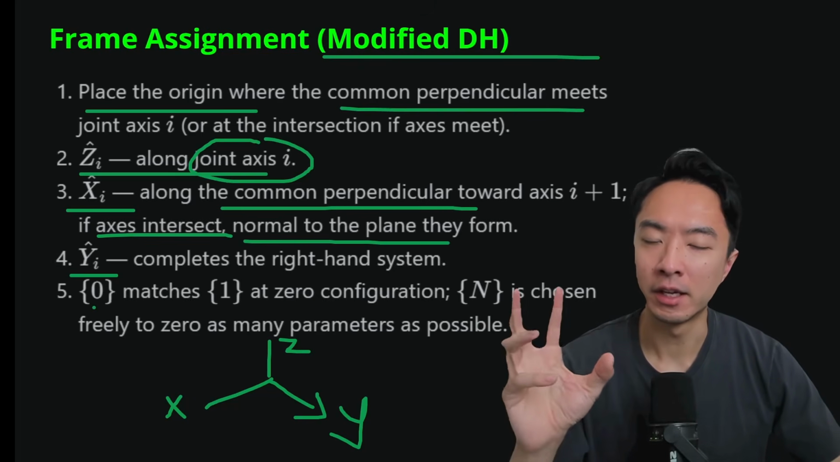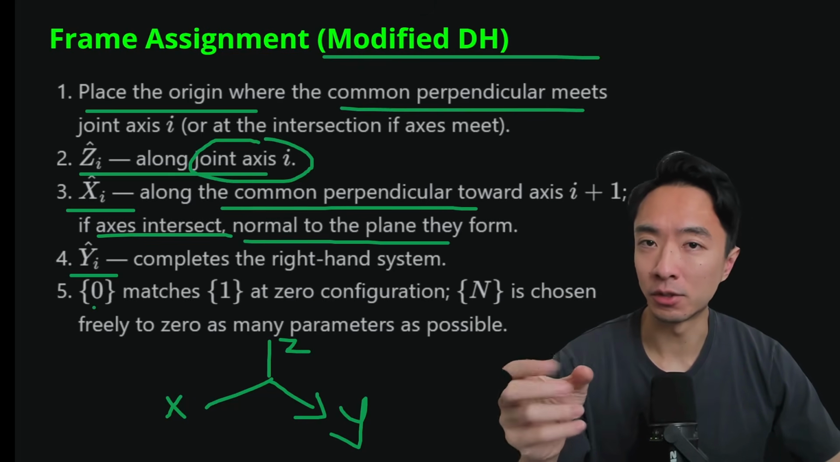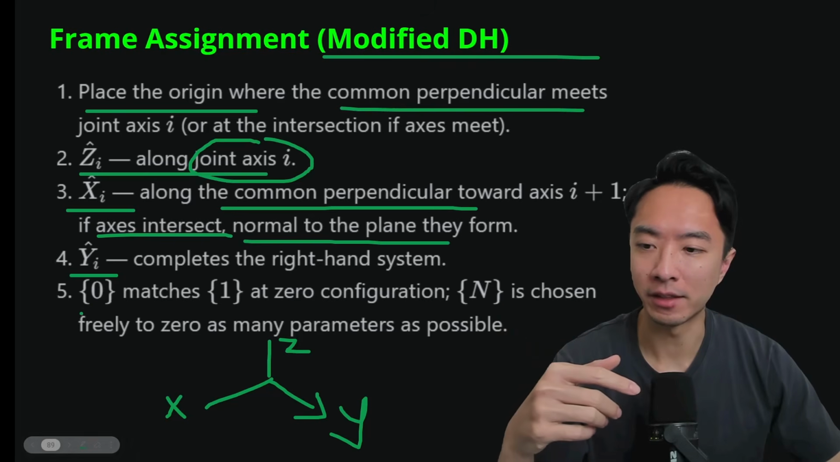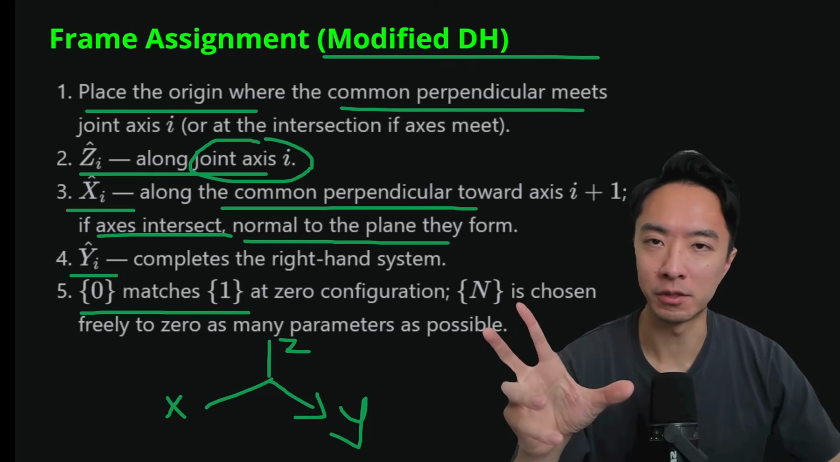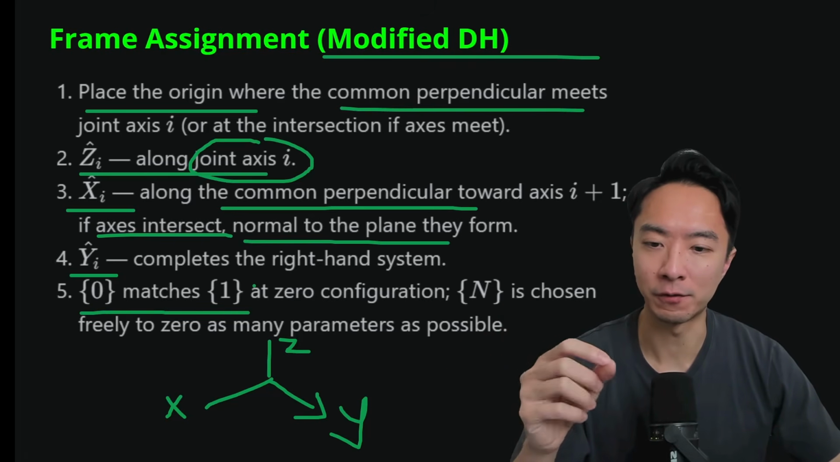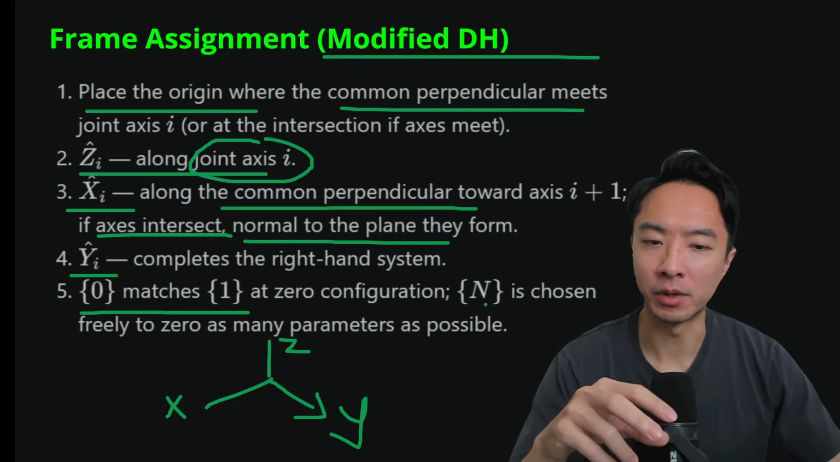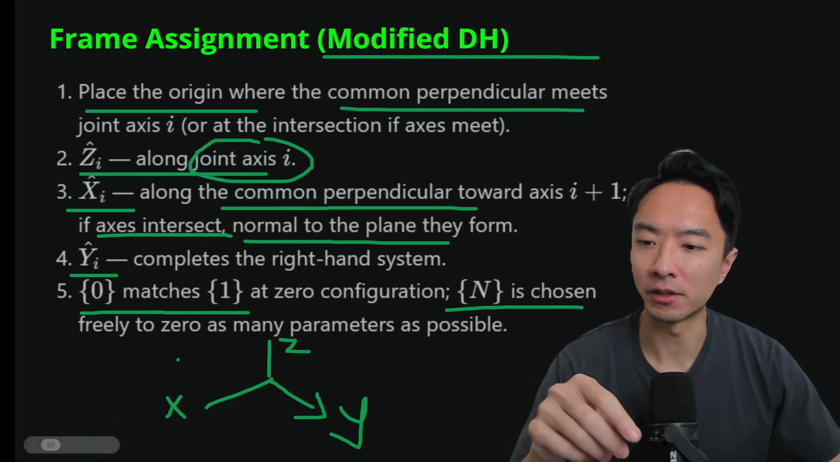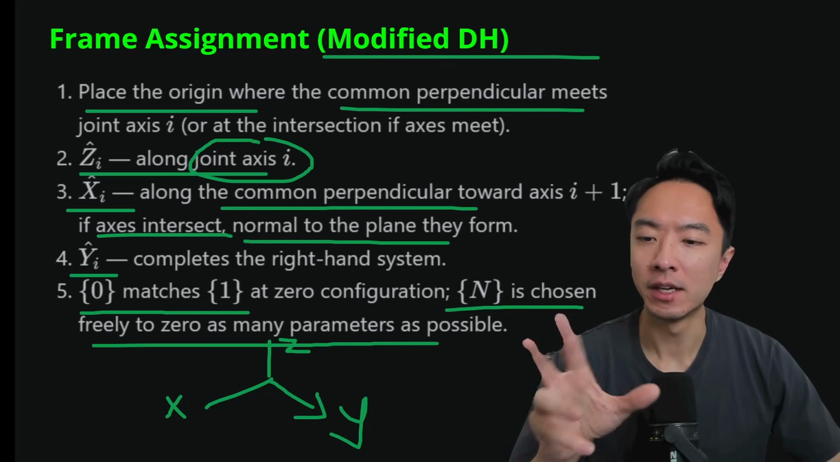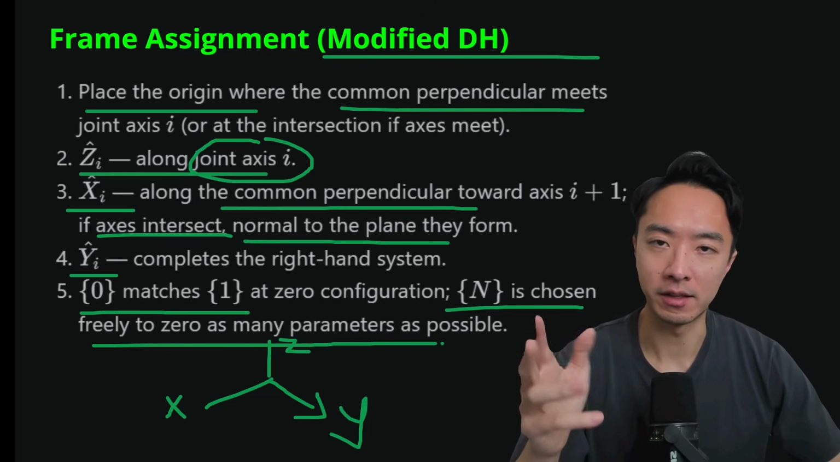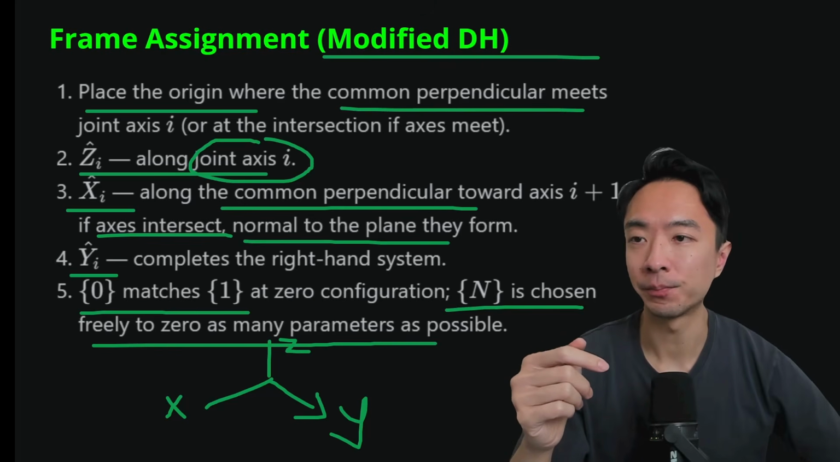Another thing that they typically do to simplify some of the math is you want to make sure the zero frame, the base frame, matches the first frame at the initial configuration. And you typically want to choose the frames so that you have as many zeros as possible so that the math is as simple as possible.